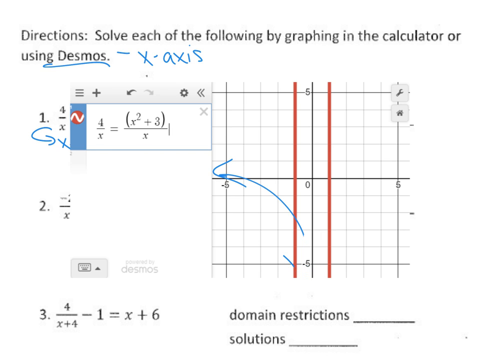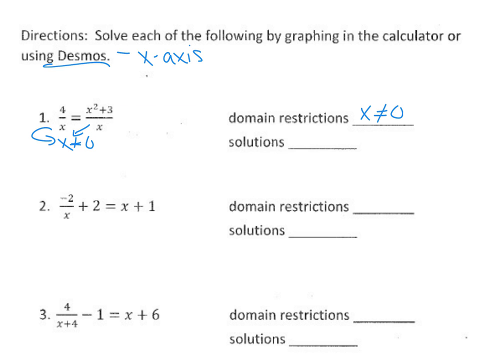Normally DESMOS gives you a dot for the x-intercept, but whenever you have an x on both sides, DESMOS will not actually give you that dot. So we just have to draw it ourselves. There's a dot right there, there's a dot right there. So our solutions would be where we're touching the x-axis, which in this case would be -1 and 1. So what we would then do is just simply list our solutions as x equals -1, 1.